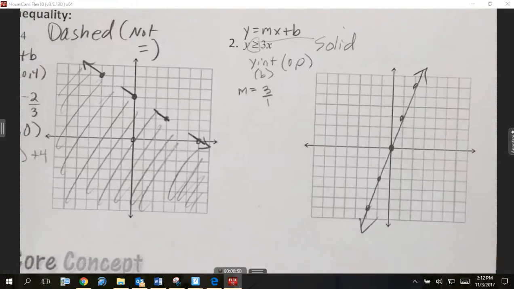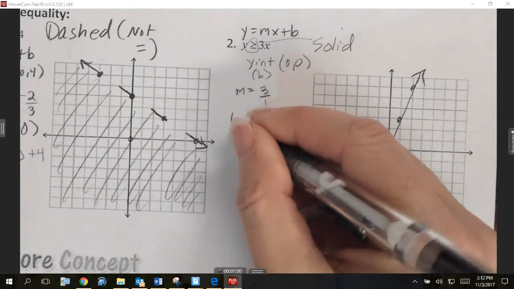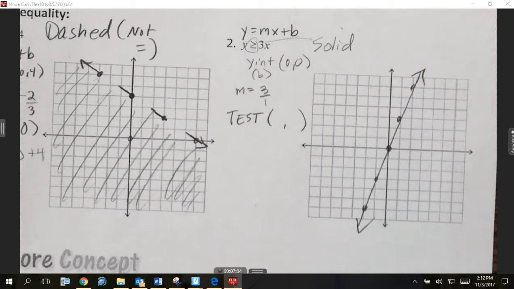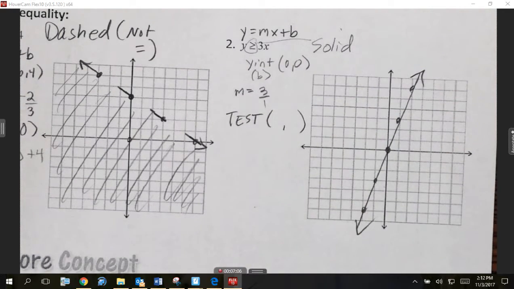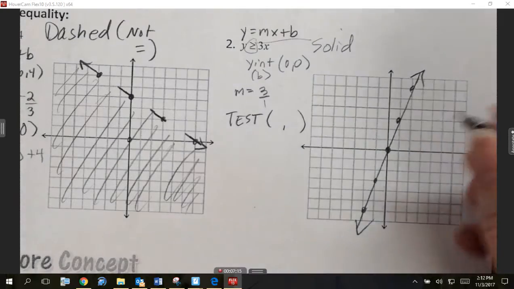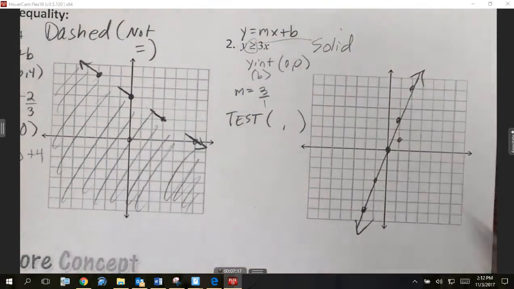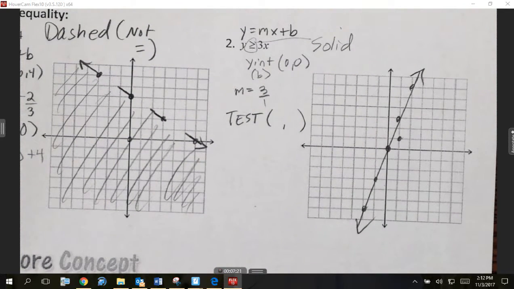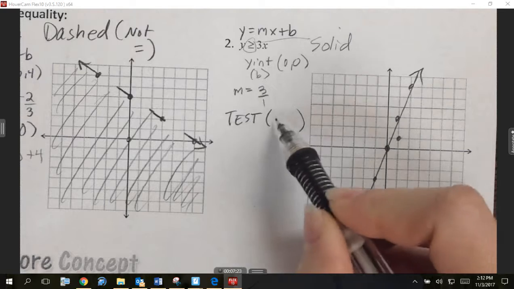Now we have to test a point. What point would you like to test? 0, 1? 1, 1? Either of those is fine. I'm just going to test 1, 1. You can test whatever point you want as long as it's not on the line. You can't test 0, 0 this time. So I'm going to test 1, 1.